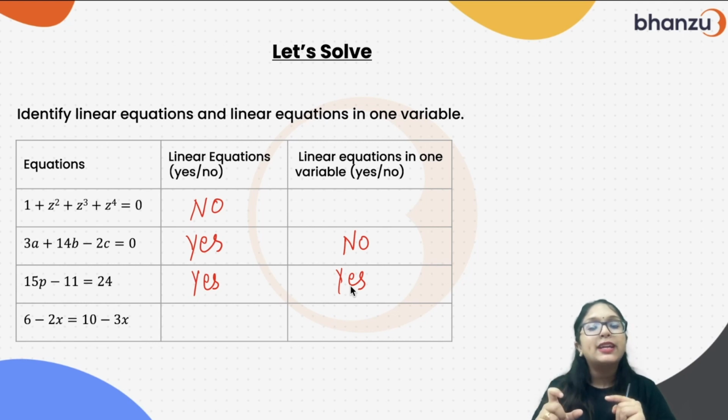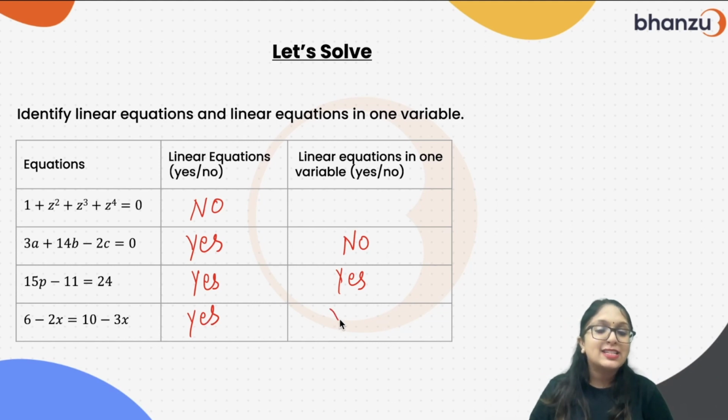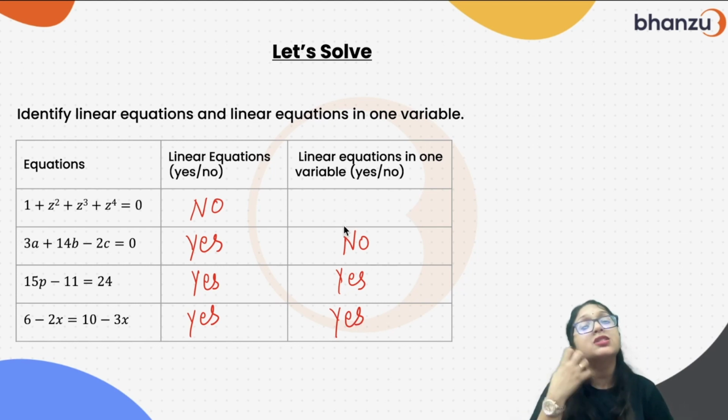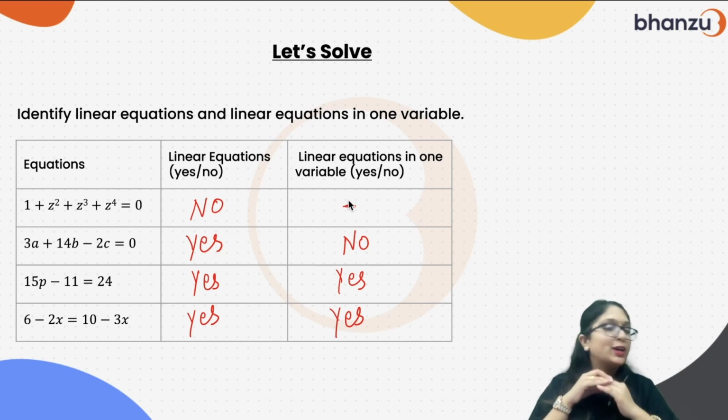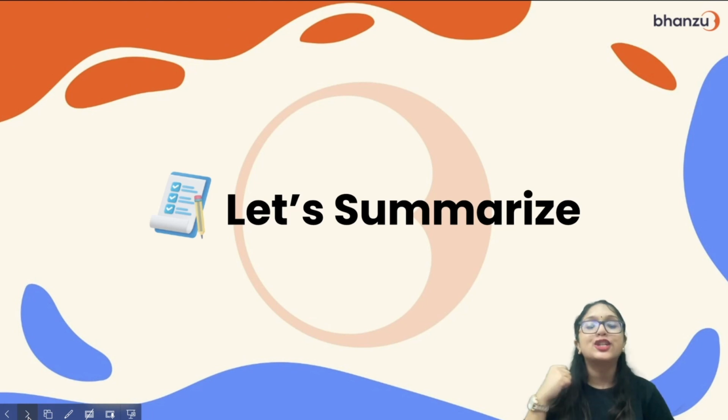Next one. 6 minus 2x is equal to 10 minus 3x. What do you think? Is this a linear equation? Yes. And how many variables does it have? Just one variable, that is x. So I will say this is a linear equation in one variable. Here this has one variable, but this is not a linear equation. So we will put a hyphen over here. Is that clear?